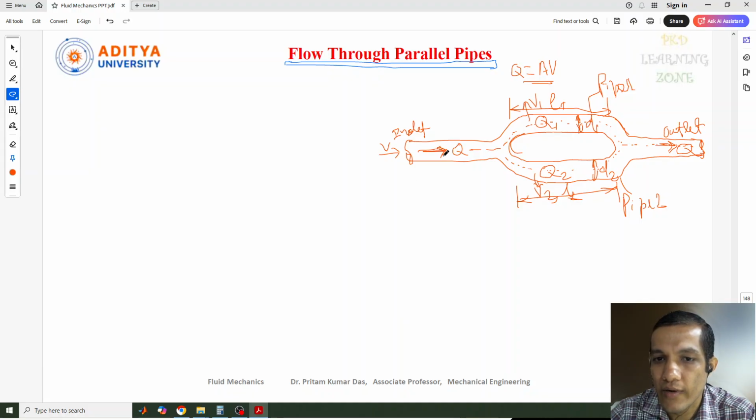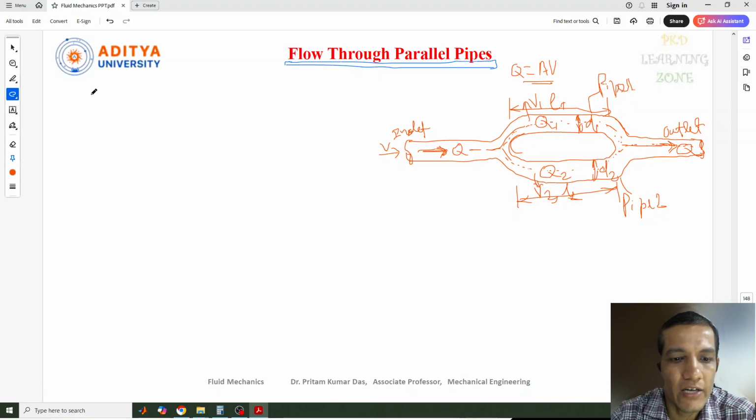That means here the discharge is split into two parts again. The discharge was split into two pipes, so here the velocity will be different based on the pipe diameter. After covering this, it is joining again here.